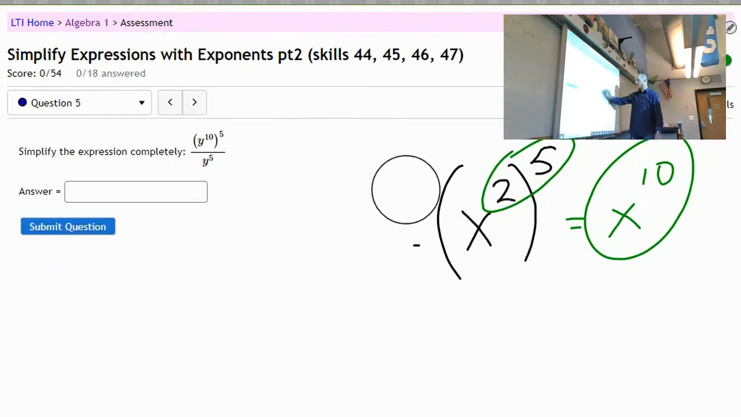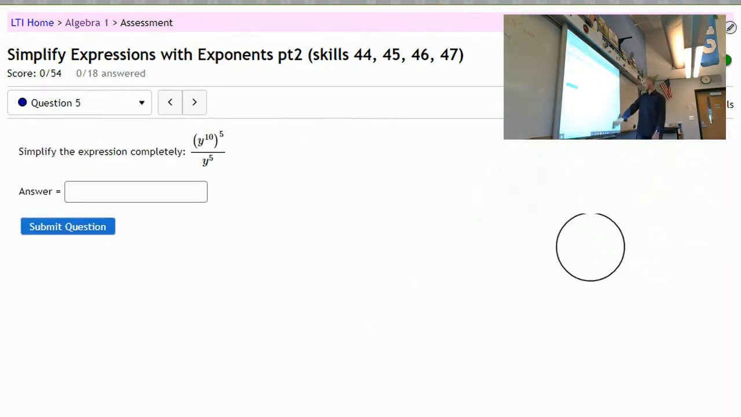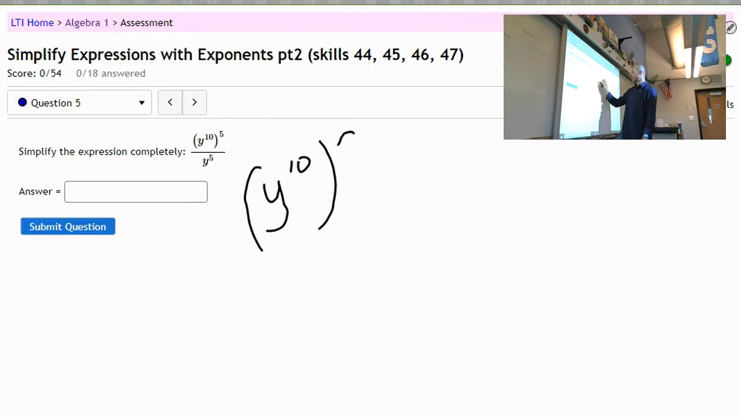Next problem. Okay, I'm going to go ahead and rewrite this so we can read it better. So I have y to the power of 10 raised to the power of 5 over y to the power of 5. Since I have parentheses on the top and it's got multiple operations in the numerator, I'm going to do that first.